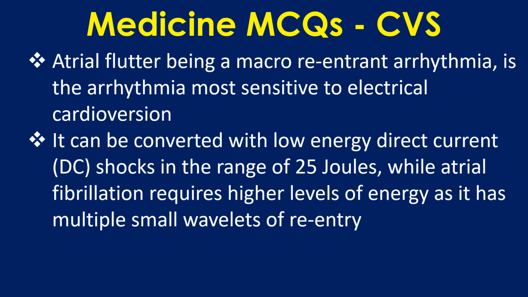Atrial flutter, being a macro reentrant arrhythmia, is the arrhythmia most sensitive to electrical cardioversion. It can be converted with low energy direct current shocks in the range of 25 joules, while atrial fibrillation requires higher levels of energy as it has multiple small wavelets of reentry.